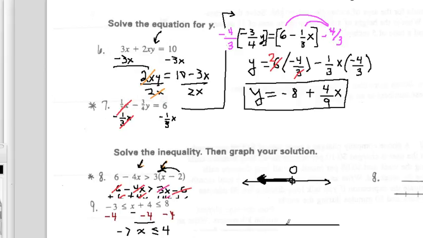So here is our 0. Oh, I forgot this, less than or equal to. These are solid dots. There's 4. There's negative 7. And you would shade it just like that.